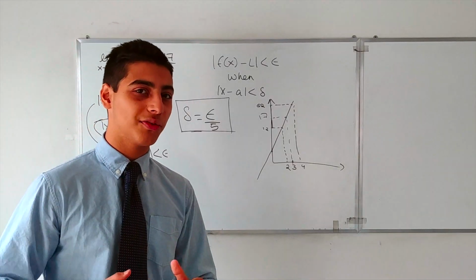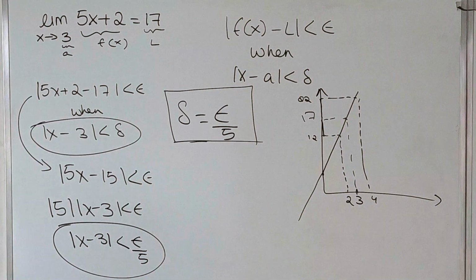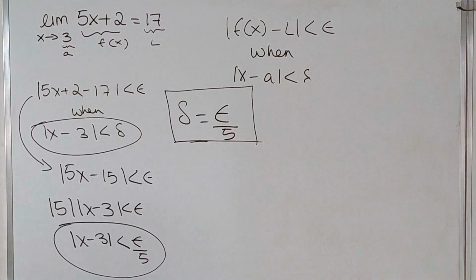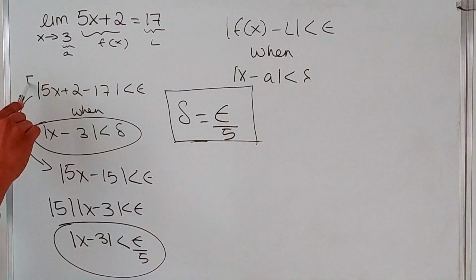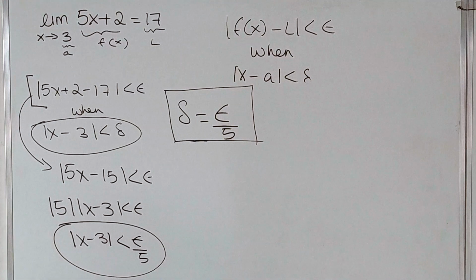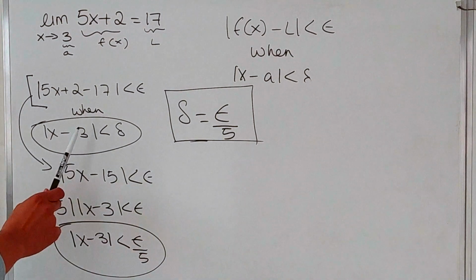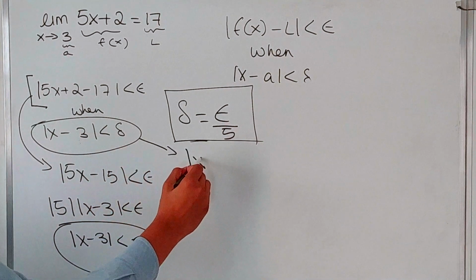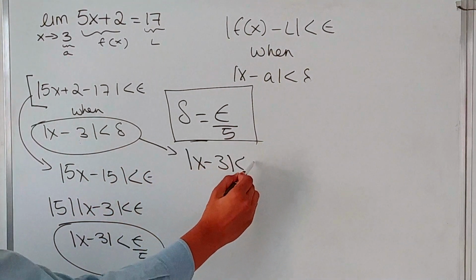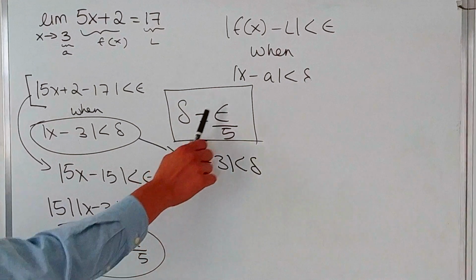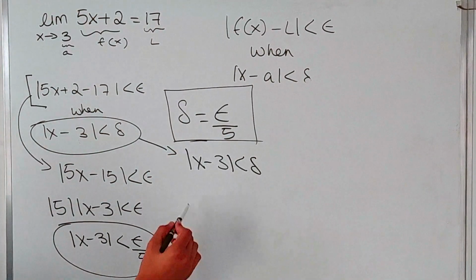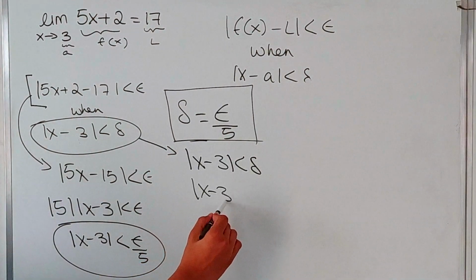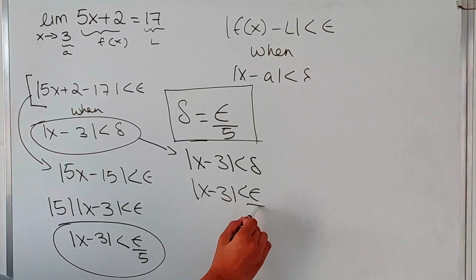The proof is kind of weird. It's not as straightforward as you think. It's not hard either. It's just a kind of a weird way of actually proving it. So what we have done is evaluated this inequality right over here. So what we now want to do is evaluate this guy. So we can say the absolute value of x minus 3 is less than delta. We can see that delta is equal to epsilon over 5. Therefore, the absolute value of x minus 3 is less than epsilon over 5.